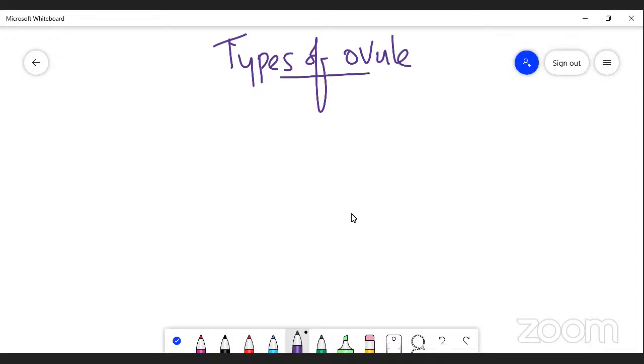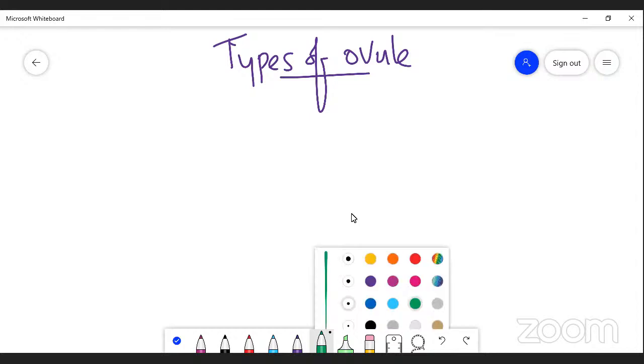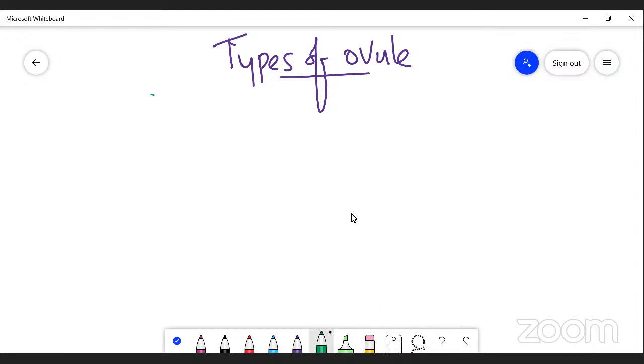Previously, we discussed the structure of ovule and the development of ovule. Right? Let us continue with types of ovule. Before that, I'd like to once again review what is ovule. Ovule is the organ that is found in the ovary. When you take a gynoecium, now let me draw the structure of gynoecium.